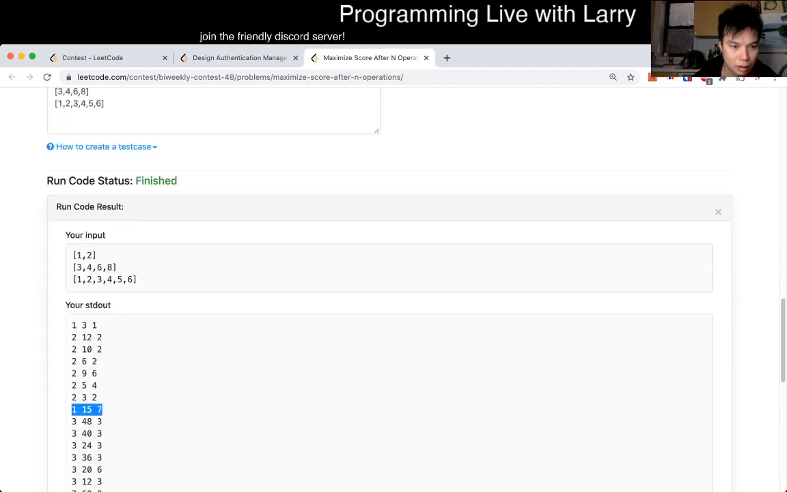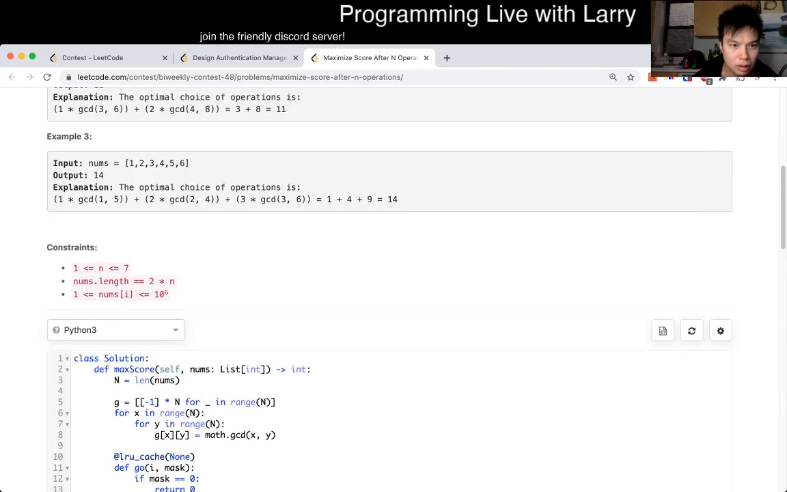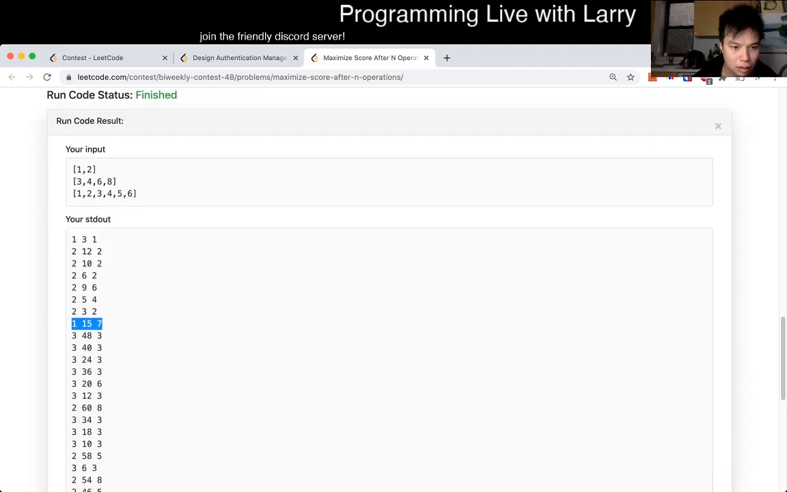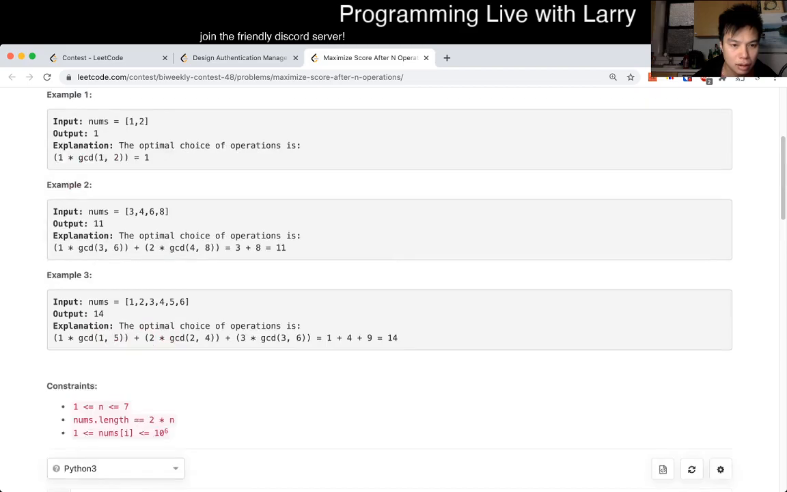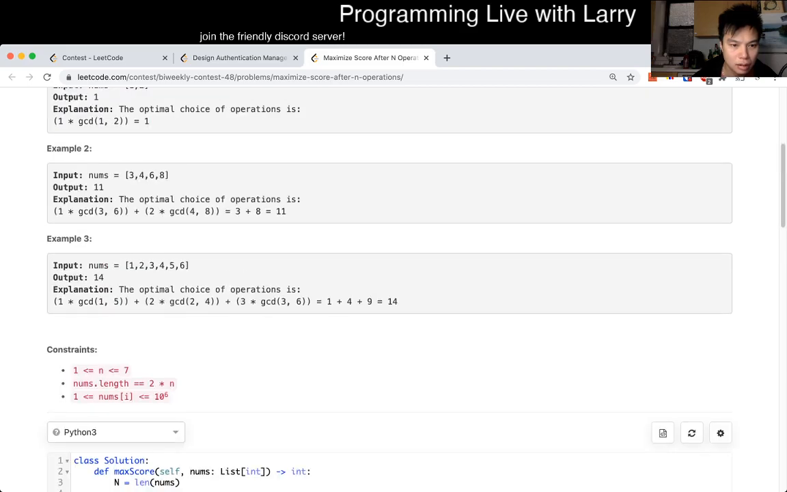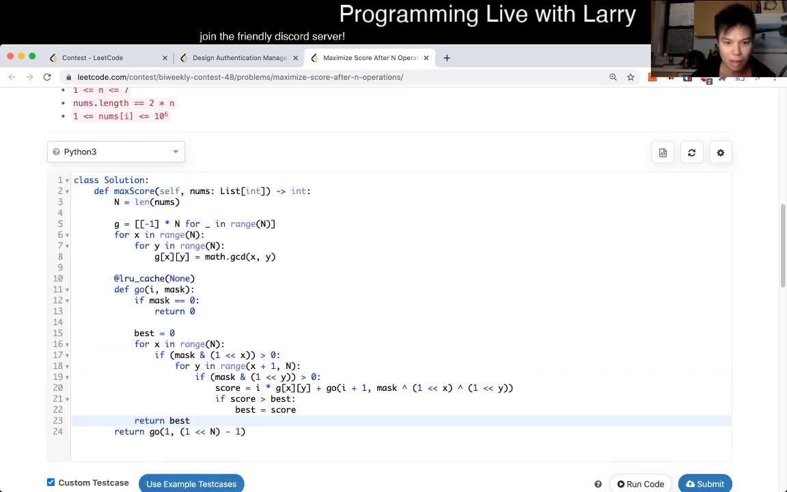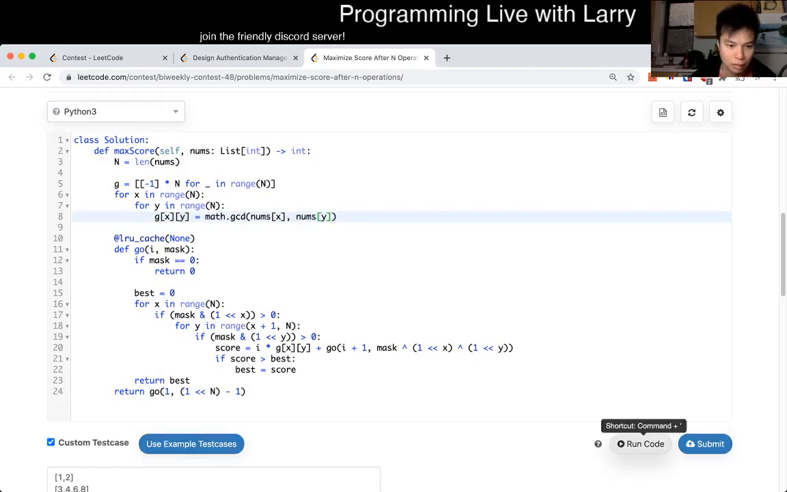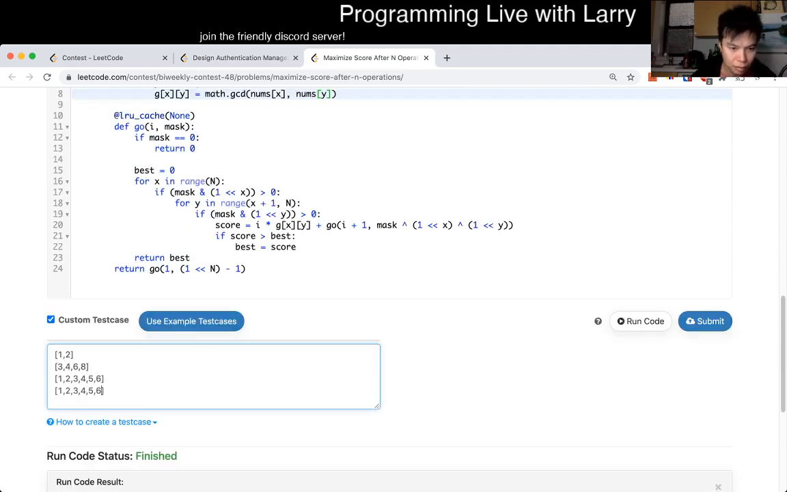1 times 36. Minus 3 is 12. QCT is... Did I mess this up? Oh, wow, I am dumb. I am dumb.